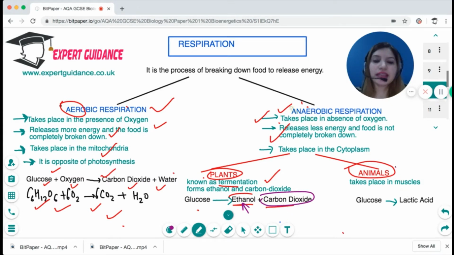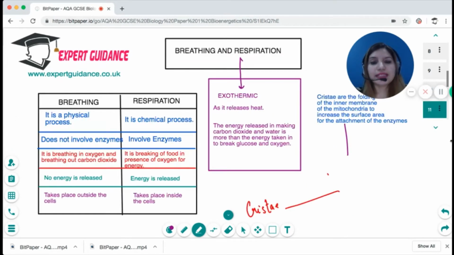Whereas in animals, the anaerobic respiration takes place in muscles where glucose is converted into lactic acid. So you should know the difference between aerobic and anaerobic respiration. You should know the equations of all of them and what the difference is in anaerobic respiration in plants and animals. Okay, so I hope this is clear to you.